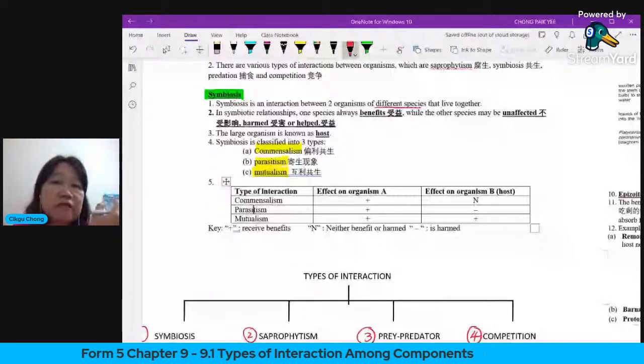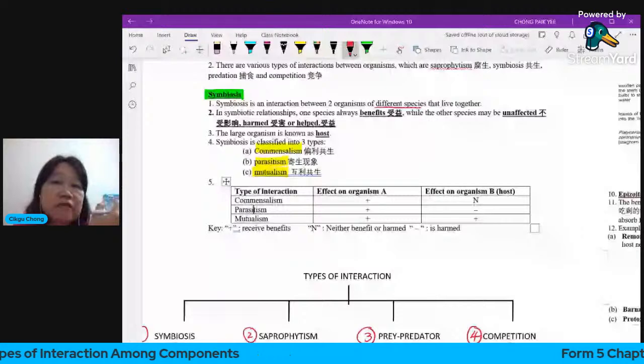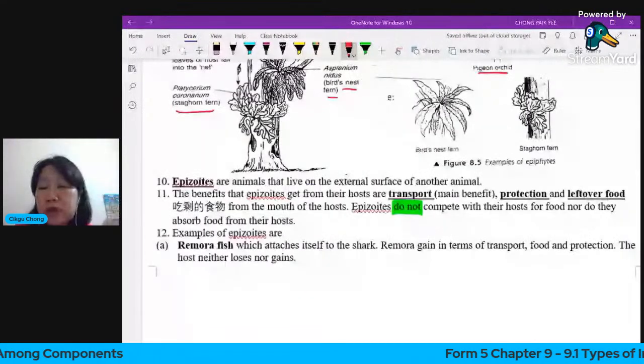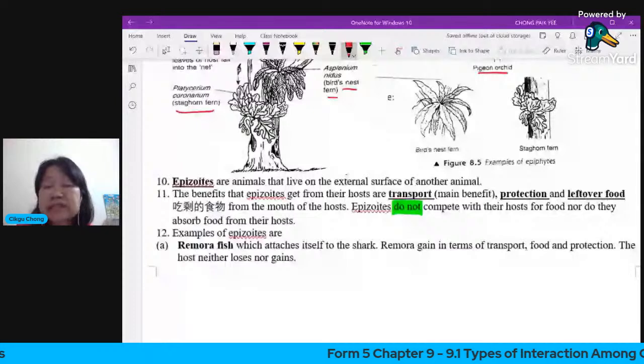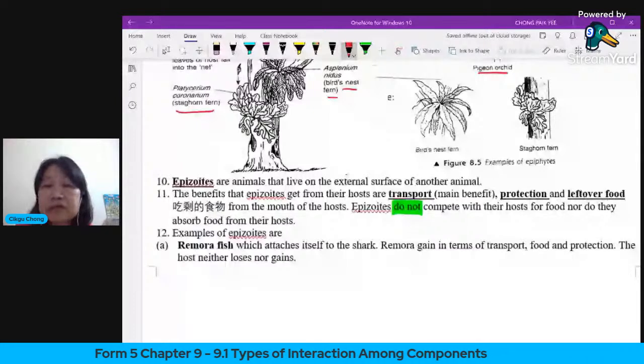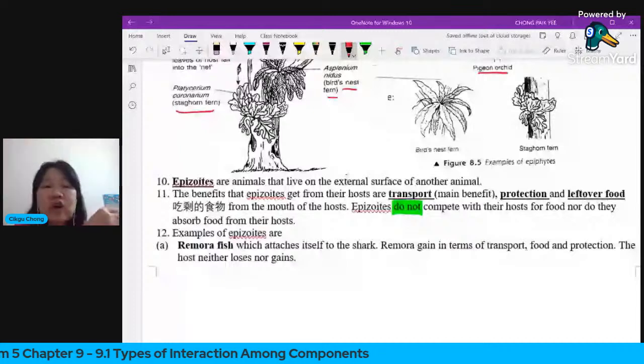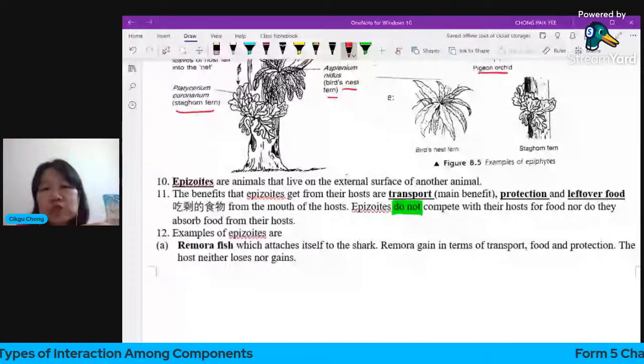Okay, so remember here, epizooids are not parasitic, and they do not compete with their host for food. They also do not absorb food from their host. Examples of famous epizooids: that shark with the little fish always swimming beside it. These are called remora fish.